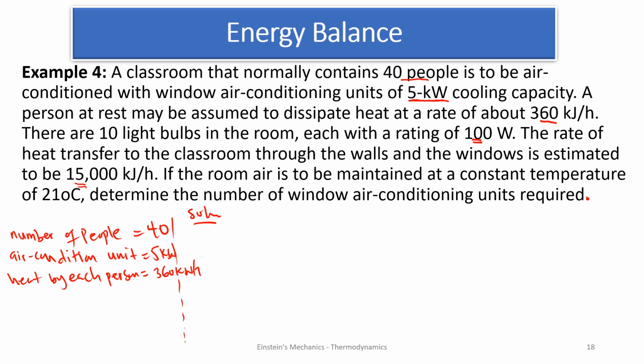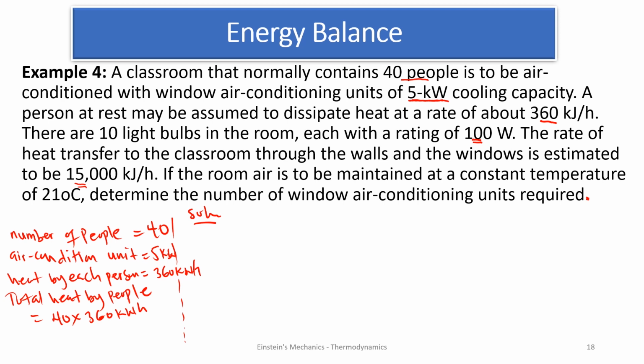What is the total heat by the 40 people? This is very simple. So total heat by people will be 40 by 360 kilojoule per hour. But remember, look at the heat dissipated by the people, it is in kilojoule per hour. The bulb rating is just in watts. We also have the heat transferred through the walls in kilojoule per hour. So we have to change the units either to watts or to kilojoule per hour. We know that watt is equivalent to what?